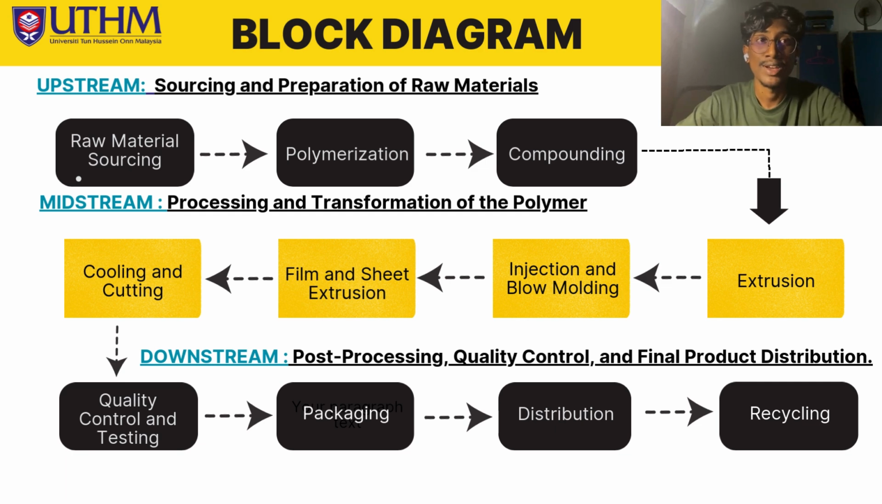Right, for my part, I would like to talk about the block diagram in this Heath Glass company. I would like to separate it into three types: upstream, midstream, and downstream. Upstream is sourcing and preparation of raw materials, midstream is processing and transformation of the polymer, and downstream is the post-processing, quality control, and final product distribution.